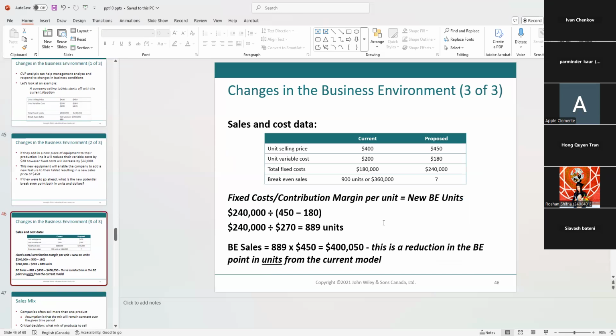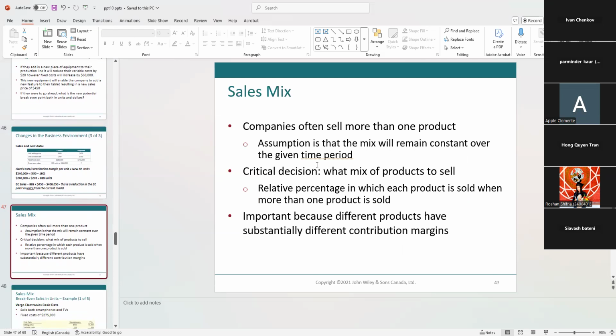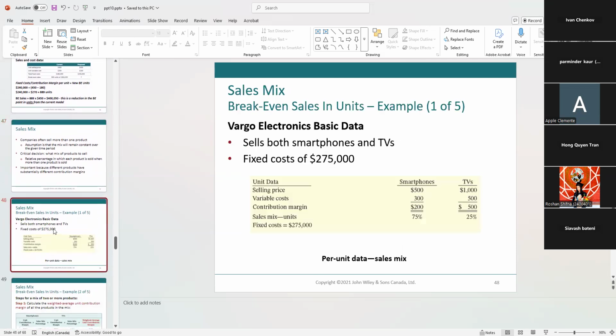So let's see, 889 units, they're running on the next. So that means the break-even is going to reduce from the current situation. Now let's see the sales mix. A company often sells more than one product. When we're selling more than one product, the sales mix is constant, it doesn't change. It means that as a percentage, it's always going to stay the same.